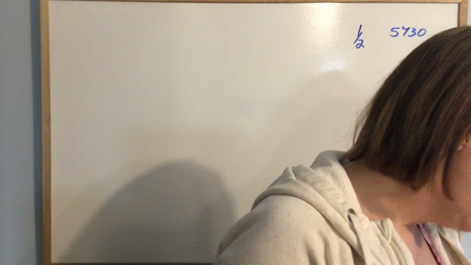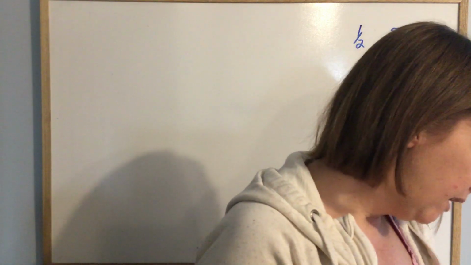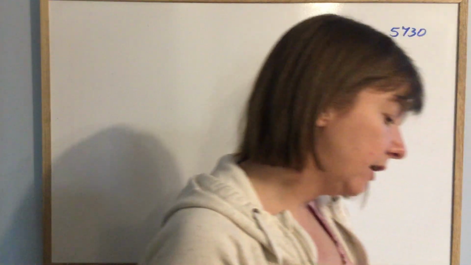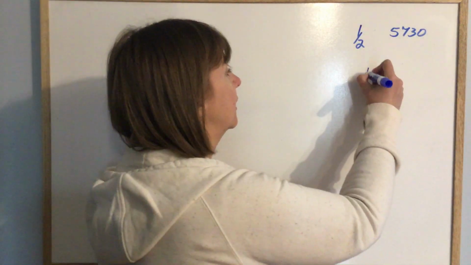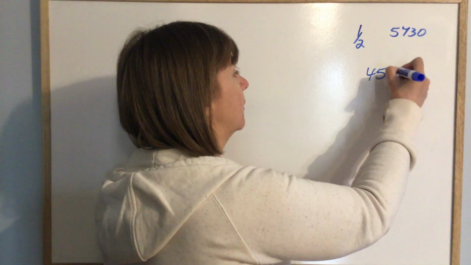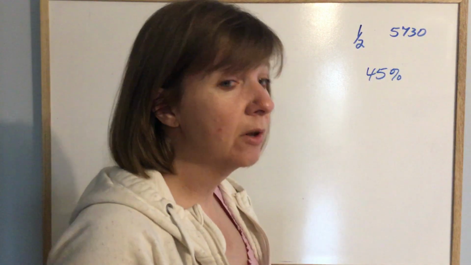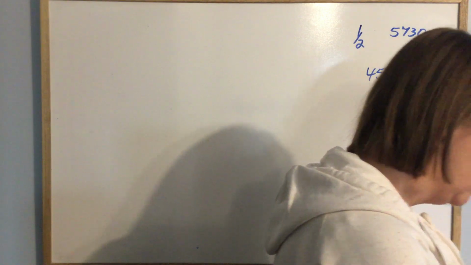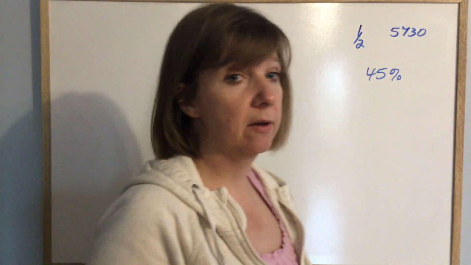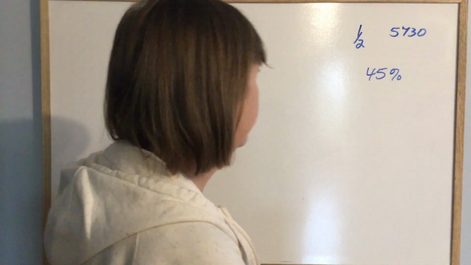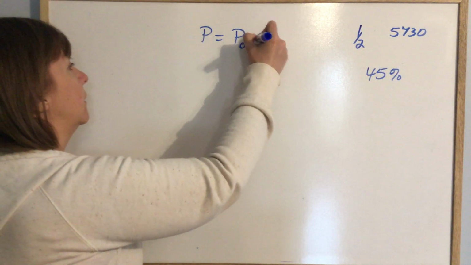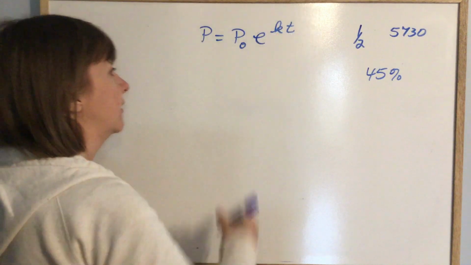So an archaeologist discovers a burial cloth of an Egyptian mummy has 45% of the carbon-14 that it contained originally. Again, how do they know how much carbon it had originally? I don't know. How long ago was this mummy buried? That's the question. So we know the formula is P equals P0 e to the kt.